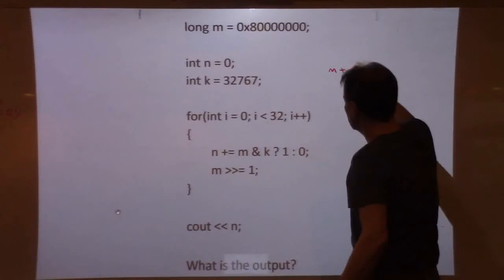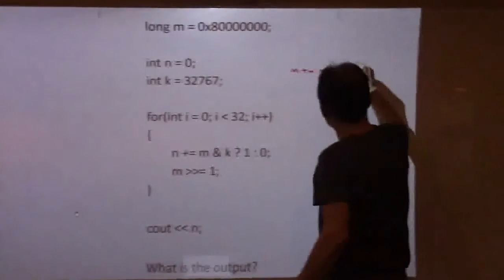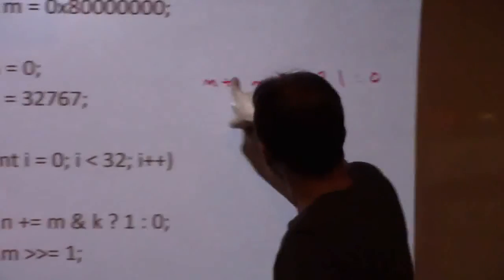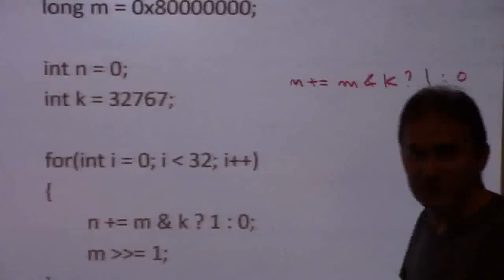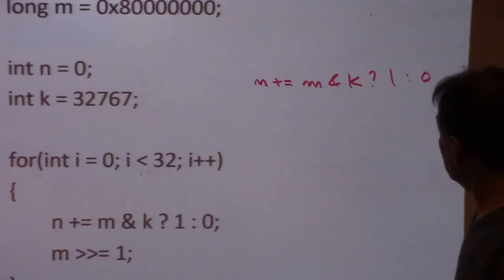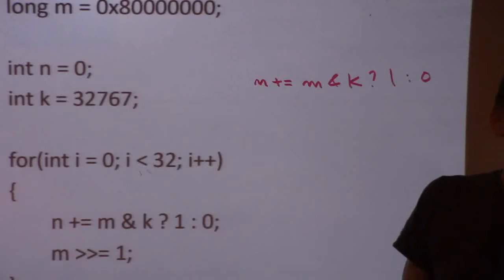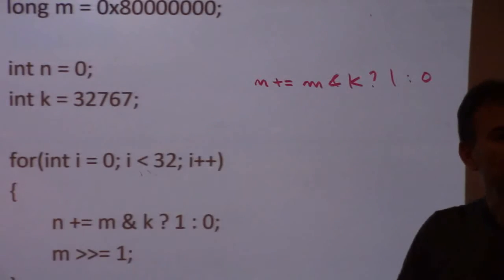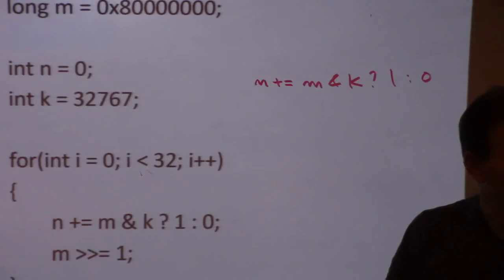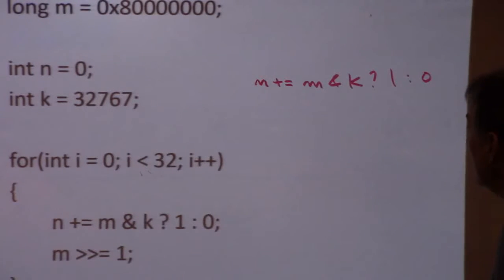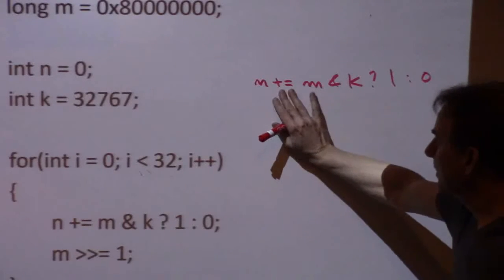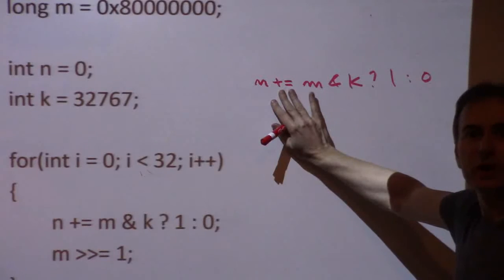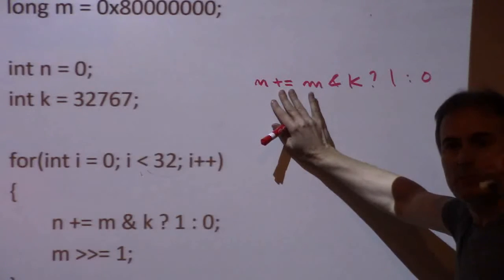n += m & k ? 1 : 0. Now you might say that looks insane. But the fact of the matter is it's actually pretty sane. And it's okay. Just relax. How do you deal with something strange? You say, what's the order of the operators, and attack it that way. Now, is this 1 or 2 operators? 1. Plus equals is an assignment operator.